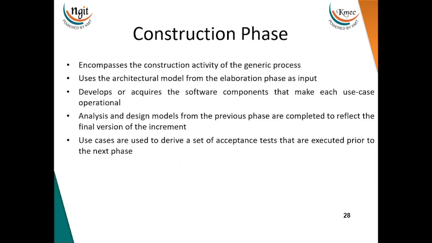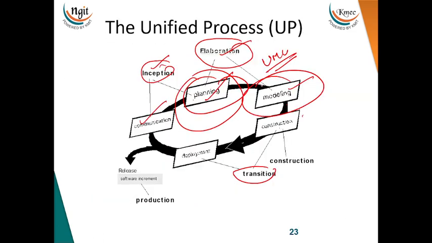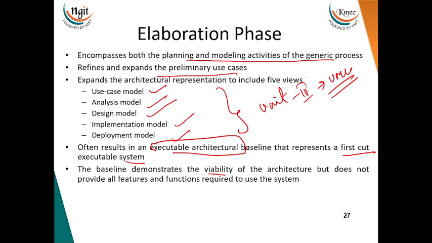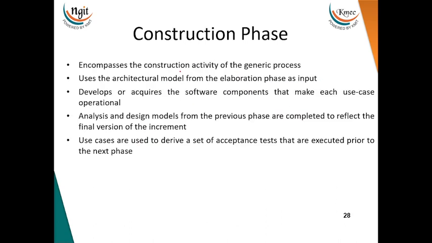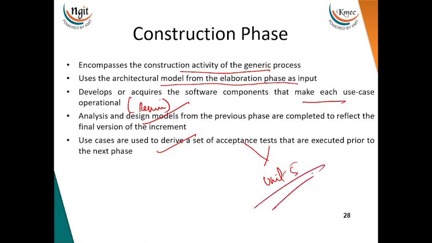What is that one? The construction phase. We are having a construction phase, and the transition phase comes to it with delivery. The construction phase emphasizes the construction activity of the generic process. Use the architecture model from the elaboration phase as input. Develop or acquire the software components that may be used for each use case or may be reused. Do remember this point. Analysis and design models, use cases are used to derive the set of acceptance tests. Testing is also available here, which is part of unit 5. But we will see that; you have to go through this part.